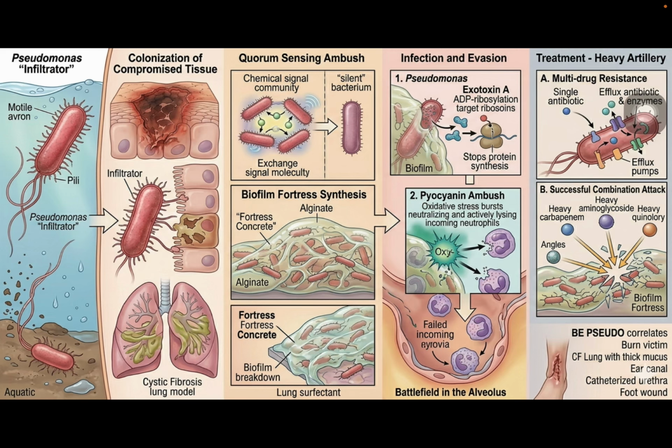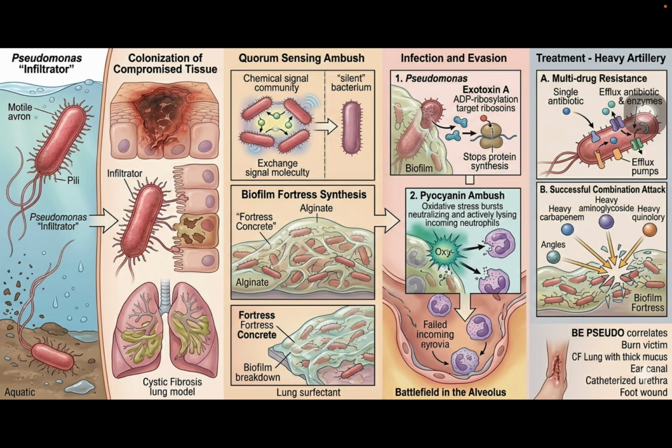In this session, we are looking into Pseudomonas. Pseudomonas aeruginosa is a gram-negative, non-fermenting aerobic rod. It is ubiquitous in the environment, in soil and water, and is a quintessential opportunistic pathogen. It rarely infects healthy tissue but ruthlessly colonizes compromised hosts, particularly those with cystic fibrosis, severe burns, or neutropenia.